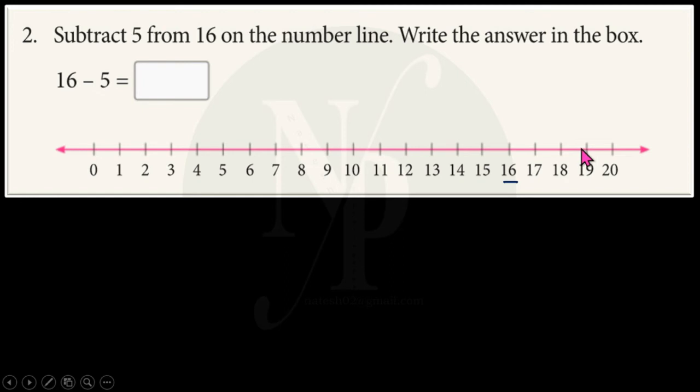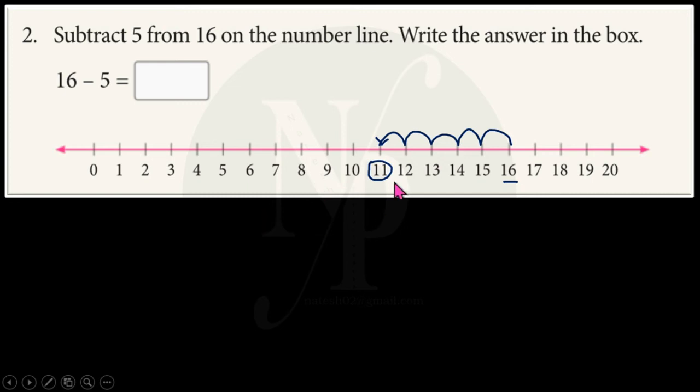Let us do that now. Starting from 16, let us move 5 steps towards left. Let's count and move. Starting from 16, 1, 2, 3, 4, 5 steps. Let us stop here. 5 steps we have moved. 5 steps or 5 jumps towards left, isn't it? 1, 2, 3, 4, 5. So on taking 5 steps towards left, which number did we reach? Yes, we reached 11. Therefore 11 is the required answer.